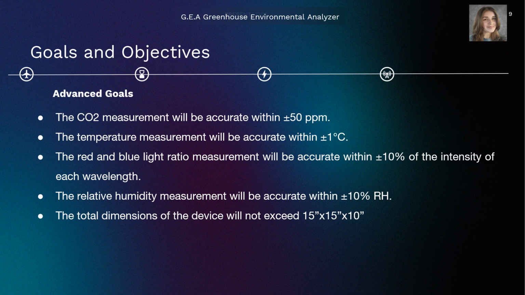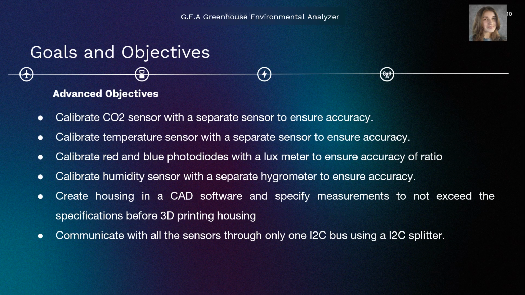For the sake of time, we will quickly go through our advanced and stretch goals and objectives. Essentially, for our advanced goals, we want all of our measurements, CO2, temperature, red to blue light ratio, etc., to be accurate within a set standard, as well as the total dimensions of our device to not exceed 15 by 15 by 10 inches. Our advanced objectives include calibrating all of our sensors and our photodiode to ensure accuracy, creating a housing in a CAD software where we can specify the measurements to not exceed our specifications, and communicating with all the sensors through only one I2C bus using an I2C splitter.